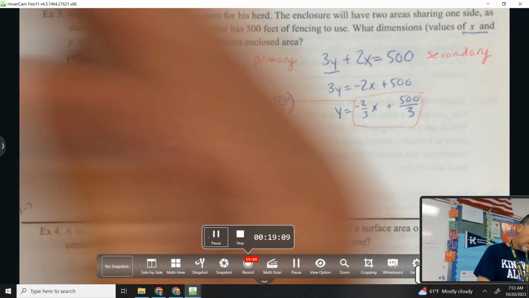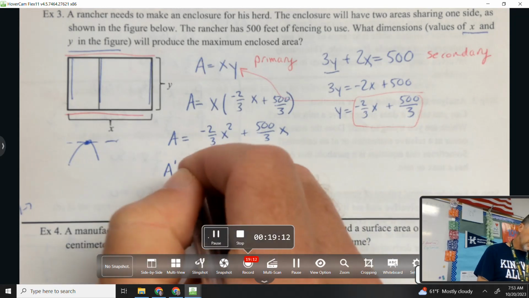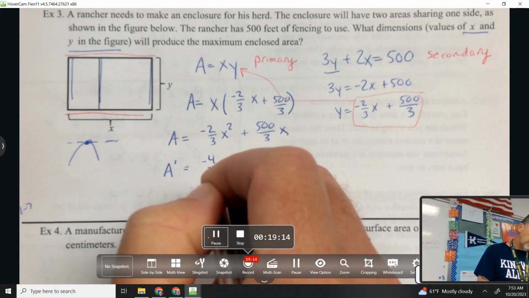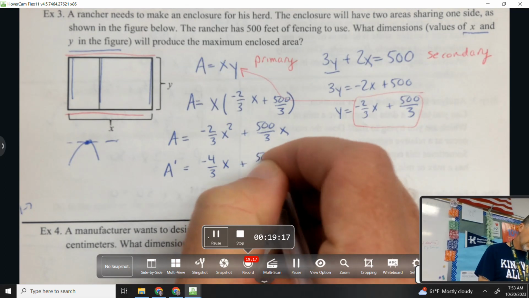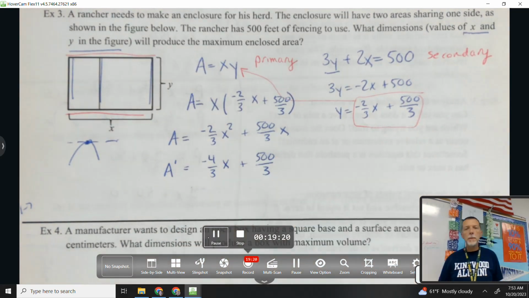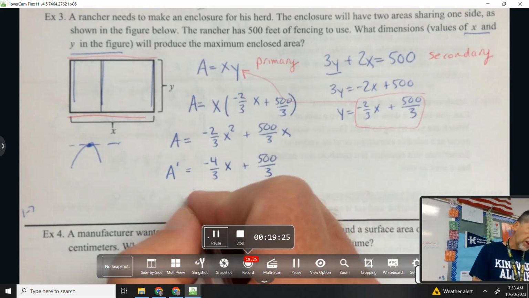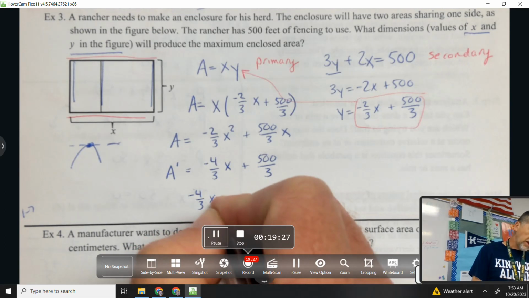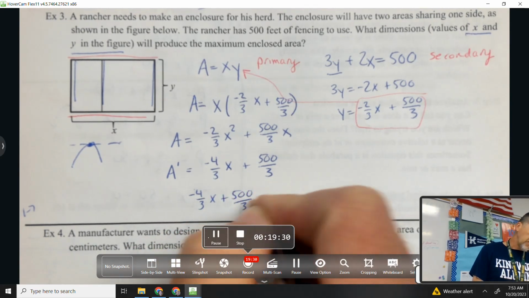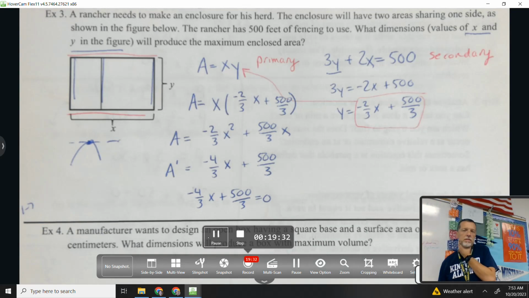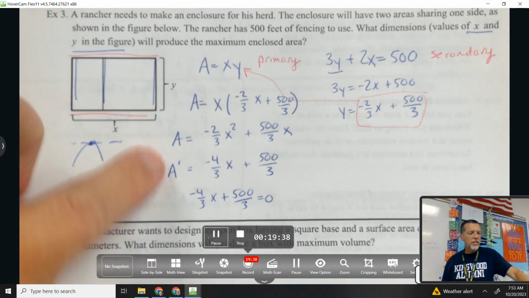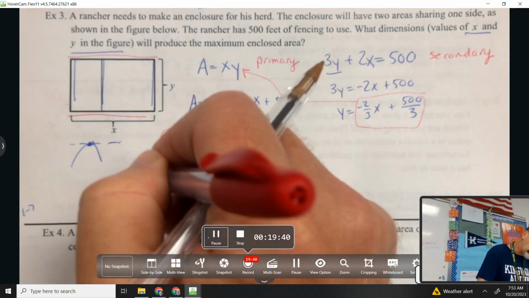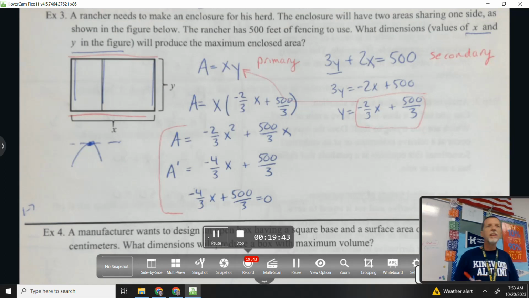So A prime would be negative 4/3 x plus 500 thirds. Oh, this is going to work out okay. All those thirds are going to cancel out on me here. So negative 4/3 x plus 500 thirds equals 0. Right, this is the piece of the problem that matches what we did last unit. Take a derivative, set it equal to 0, figure out if it's a max or a min.